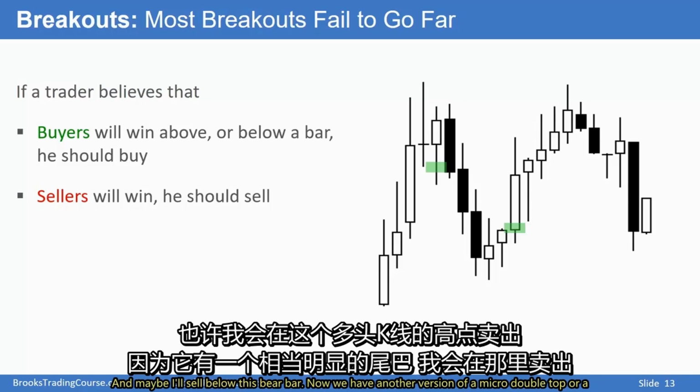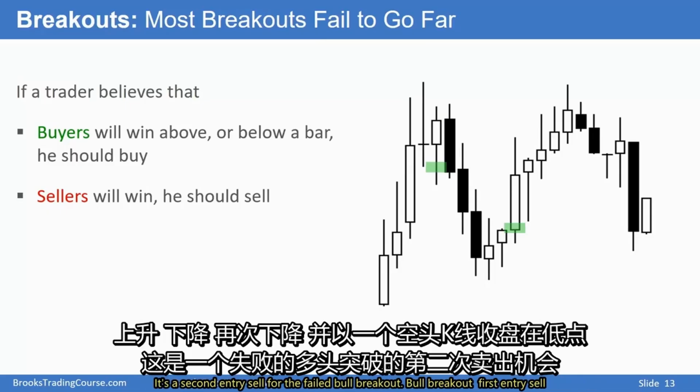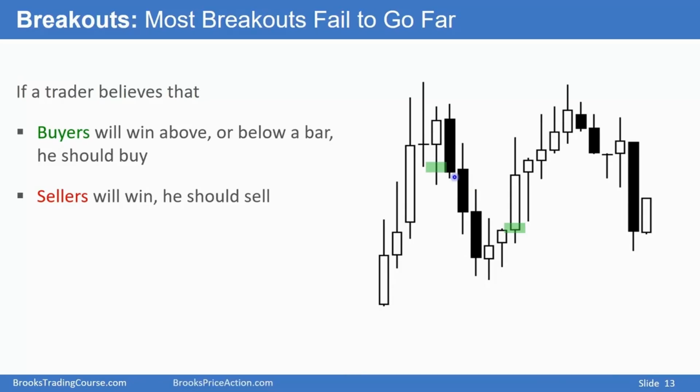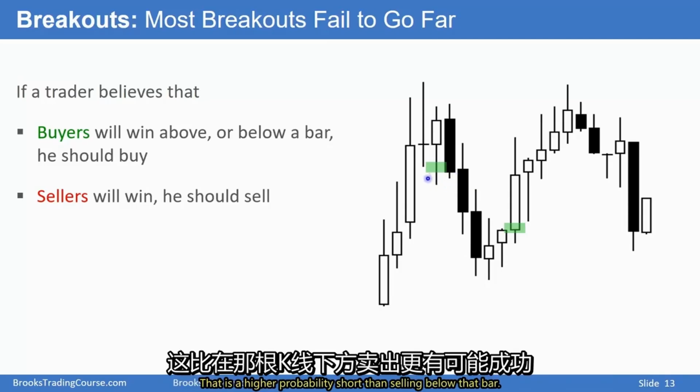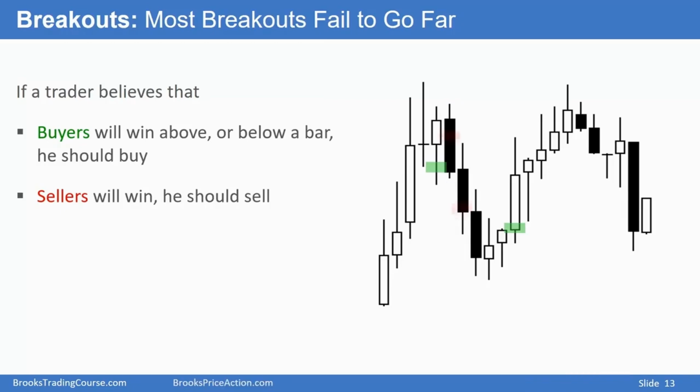Now we have another version of a micro double top or a micro triple top. Up, down, up, down, up. And if we're going down again with a bear bar closing on its low, it's a second entry sell for the failed bull breakout. Bull breakout, first entry sell. And then we went up again. Now we have a better looking sell signal bar. That is a higher probability short than selling below that bar. So you have bears selling above this bar and selling below that bar.